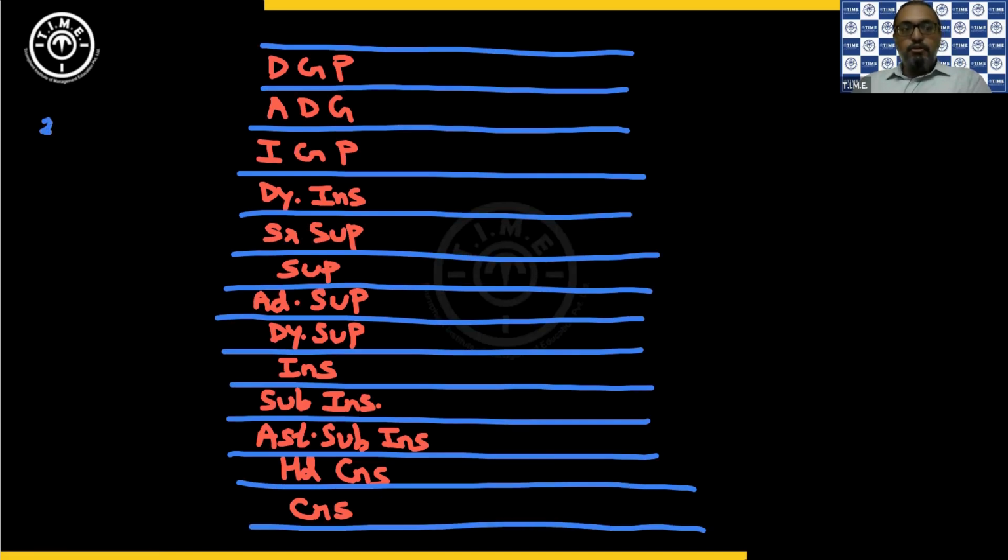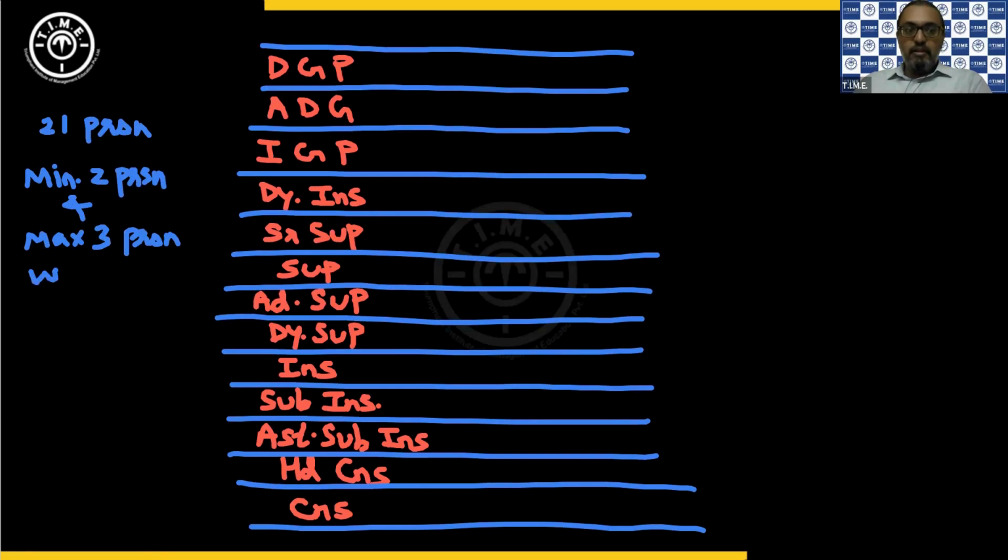And we know that there are 21 persons overall, and minimum 2 persons and maximum 3 persons work in the same cadre. Okay, that's the basic details we got. Great.